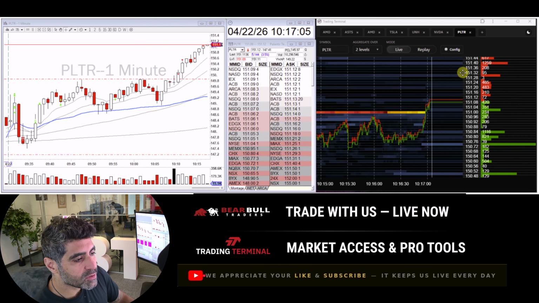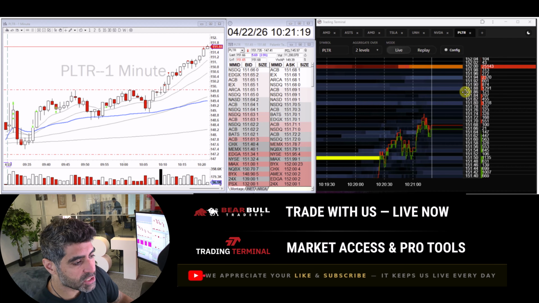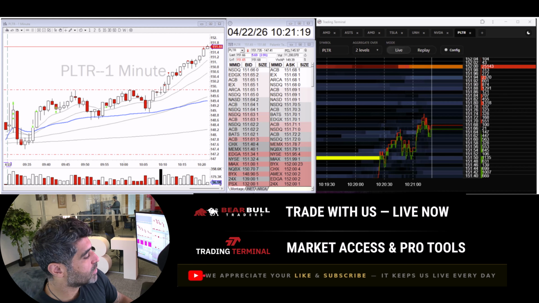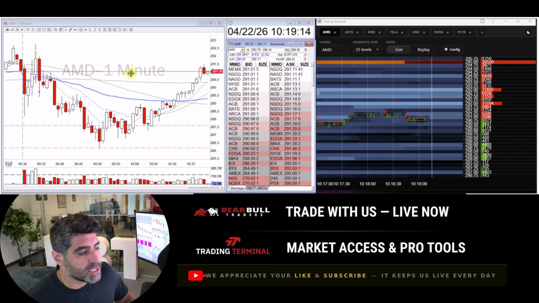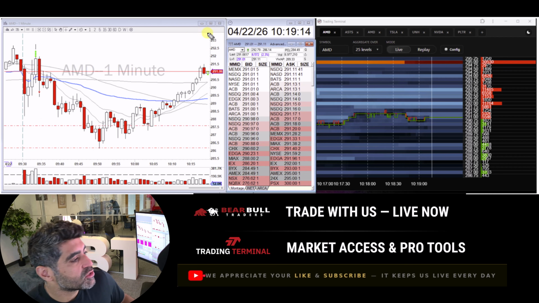But you need to zoom out a little bit because now the market order has changed. If you zoom out, you see that 152 really goes toward 152. Now the same trade on AMD. I want to take some screenshots on it.